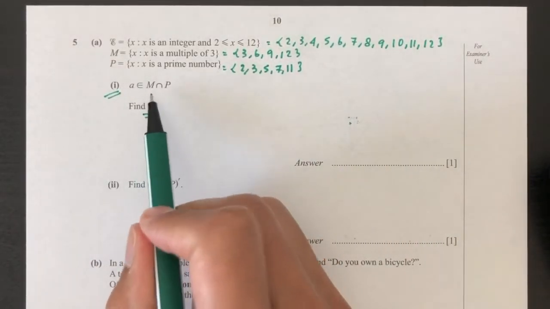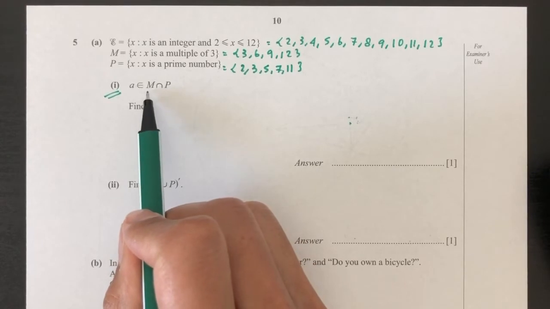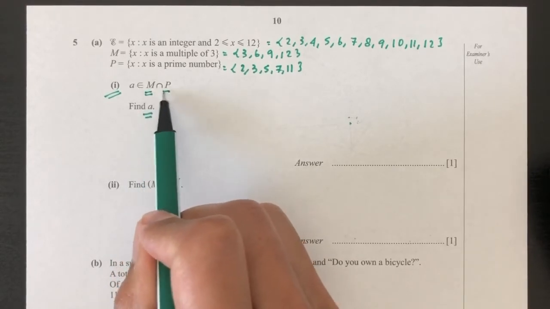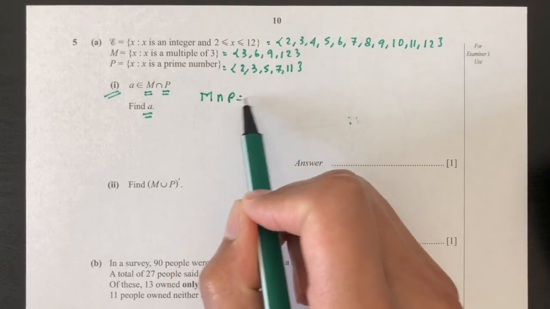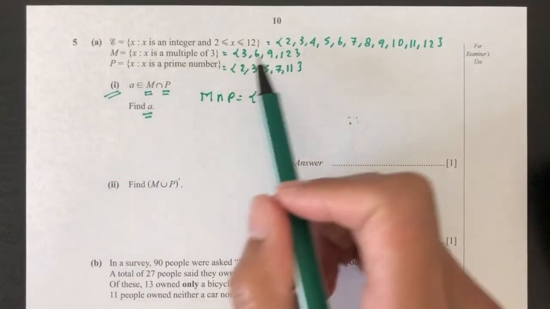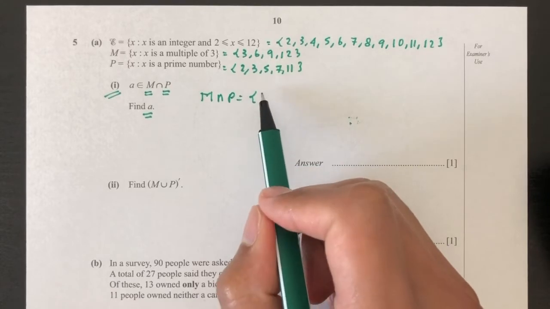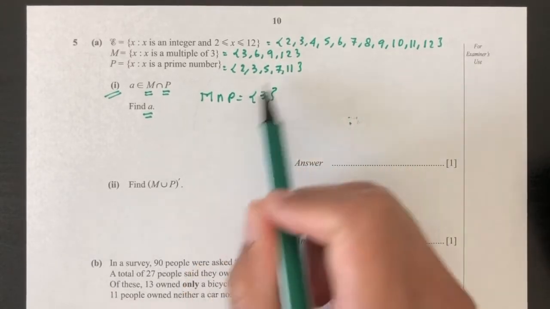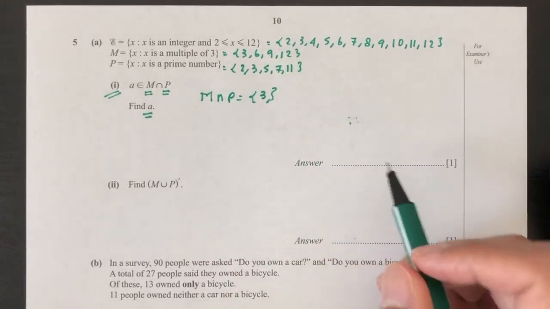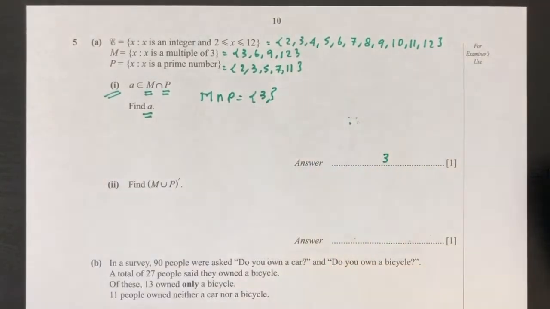Now part 1, find A. A will be inside of M and P. So what is the set of M and P? So let's find out. We have 3 is common, and that's it. So only 3 is common with those two, so 3 will be your value of A.